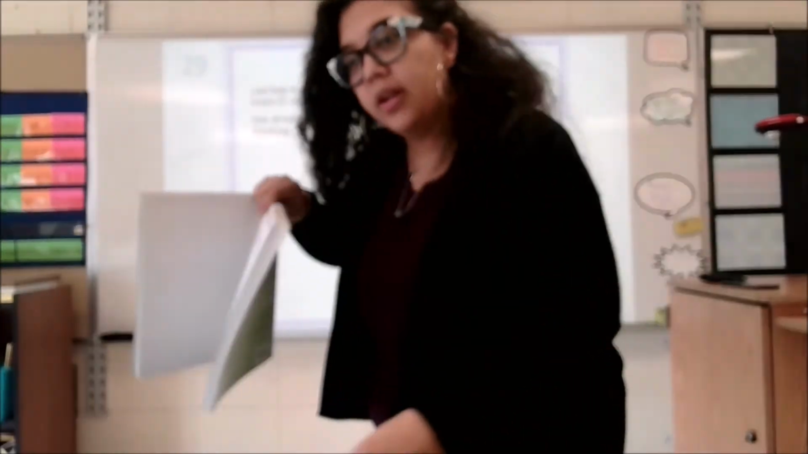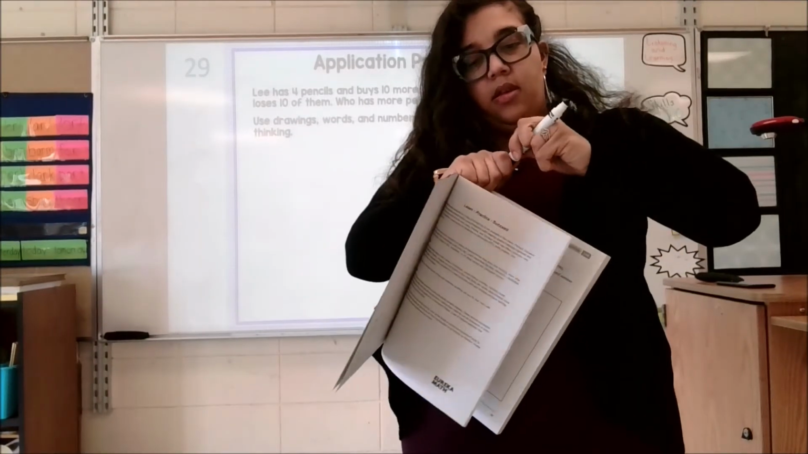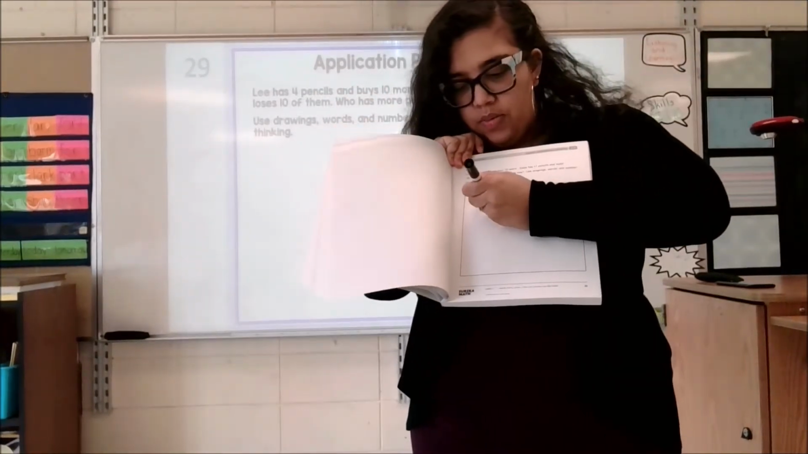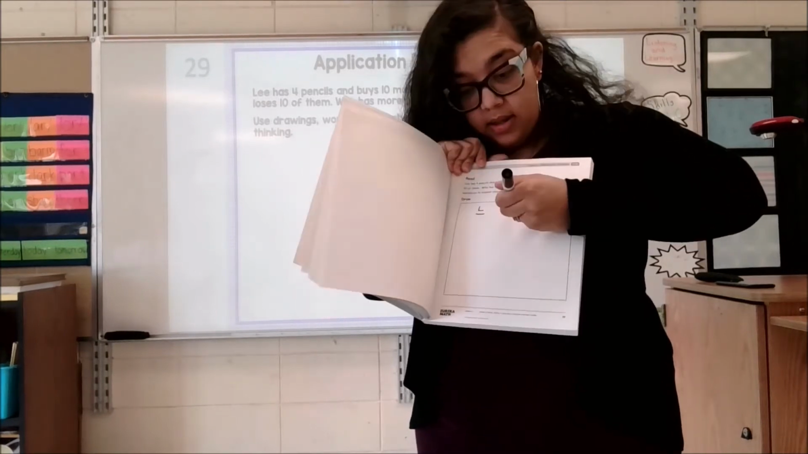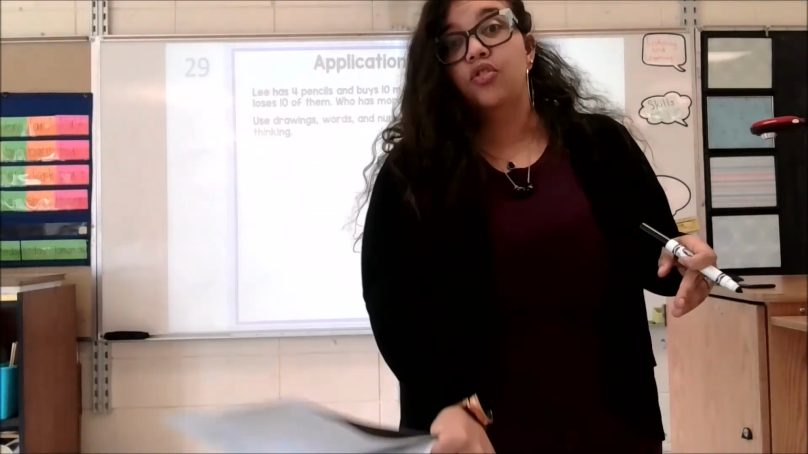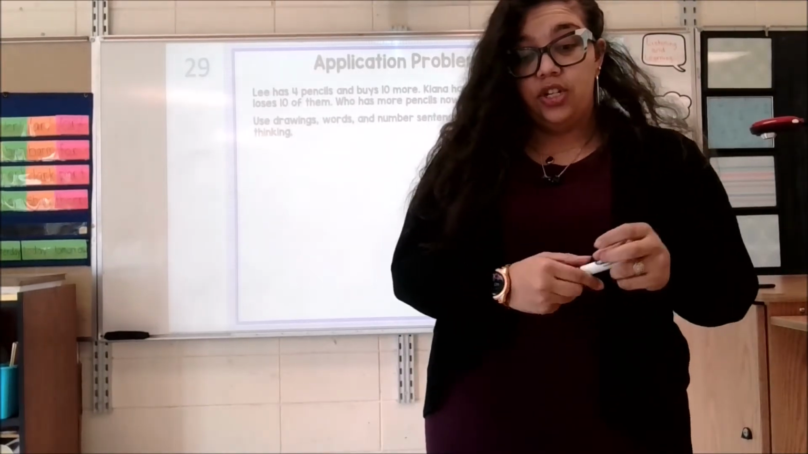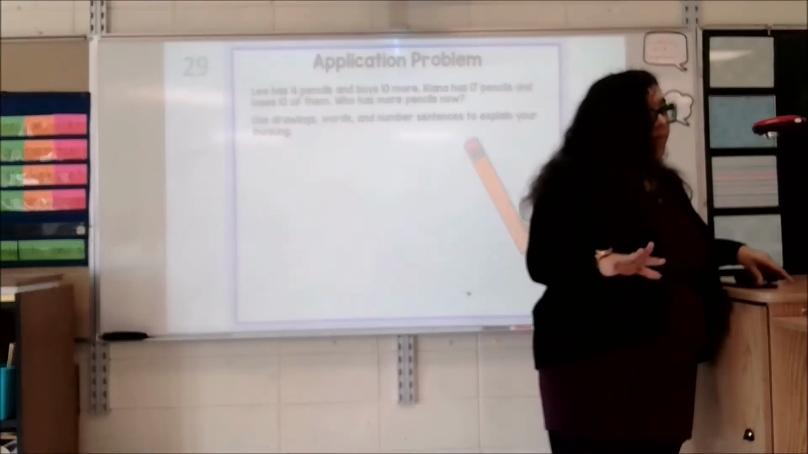So on page number 29, I would like for you to, just to get yourself set up, make some room. We want to know about Lee, and we want to know about Kiana. They each have their own stuff, so you need space to write and draw information about both of them. So now let me read it one more time and then get out the way.